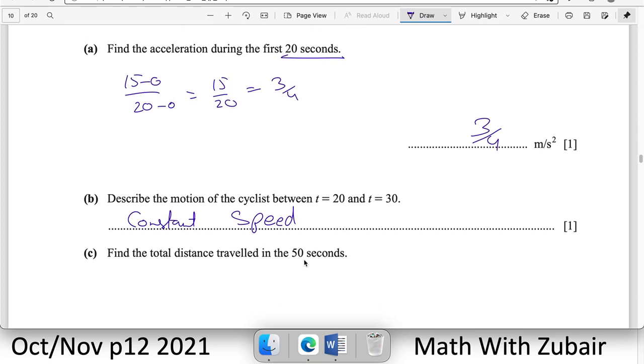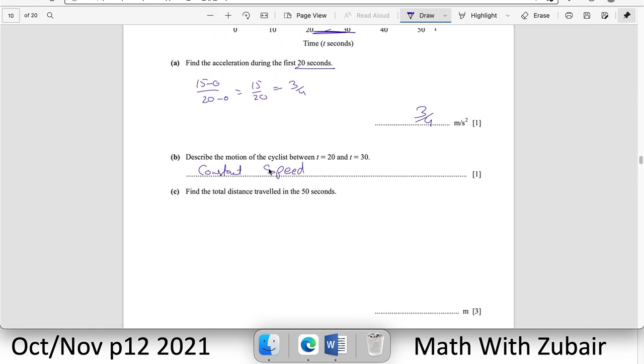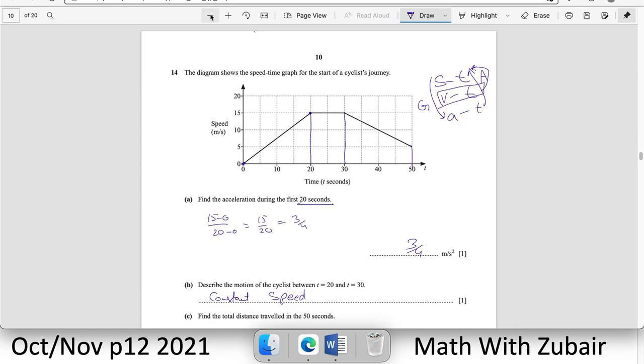Find the total distance traveled by the cyclist in 50 seconds. Okay, total distance traveled. Again, we have the speed time graph or velocity time graph, and from that we need to find the area. So we need to find the area till 50, and we can split it into sections. I'm splitting it into 3 sections. First a triangle, second a rectangle, third again a trapezium.